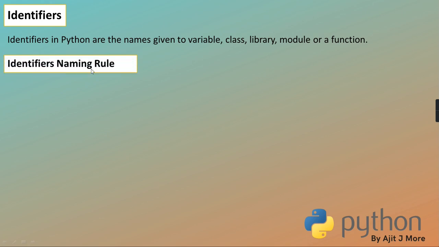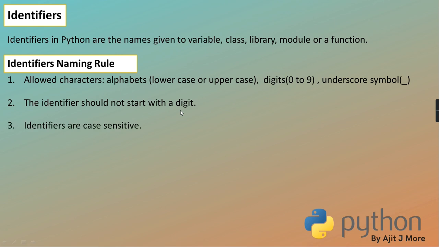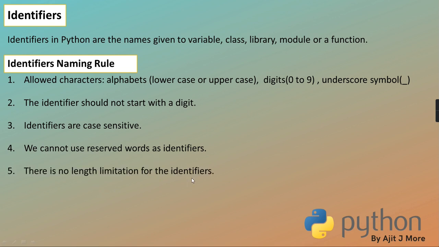So, identifier naming rules. See, the allowed characters are alphabets, lowercase and uppercase, digits, and underscore. Then the identifier should not start with a digit, meaning the first place cannot be a digit. Third, identifiers are case sensitive. We cannot use reserved words, and there is no limit on identifier length. Right? So I hope all these 5 rules are clear to you guys.